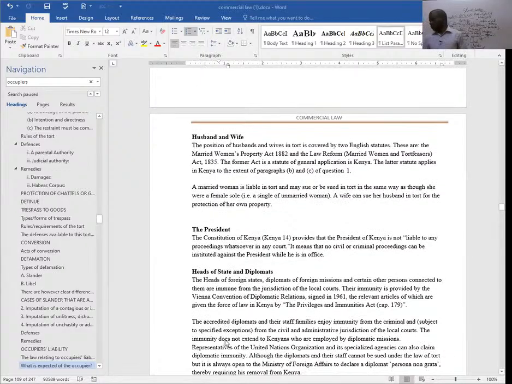So accredited diplomats and their staff and families enjoy immunity from criminal, civil or administrative jurisdiction of the local courts. The immunity does not extend to Kenyans who are employed by diplomatic missions. So, for example, if you work for a diplomatic mission, it doesn't mean that you are immune from court proceedings. You are simply an employee there, so you can still be held responsible.